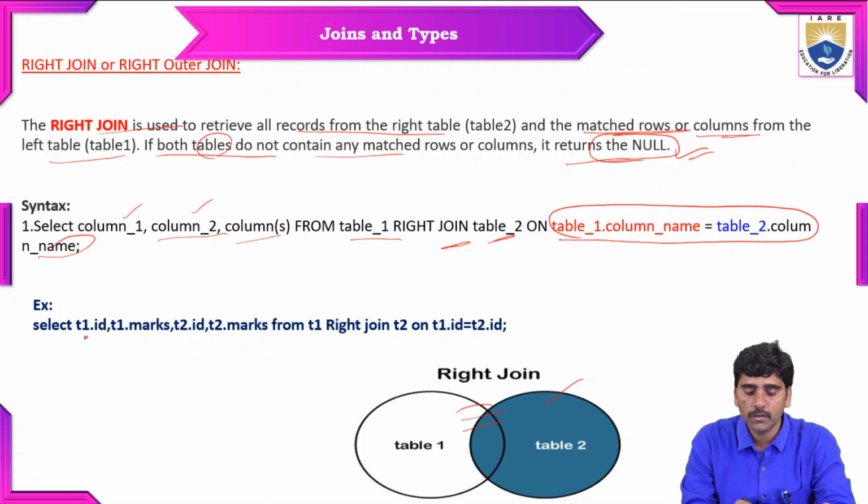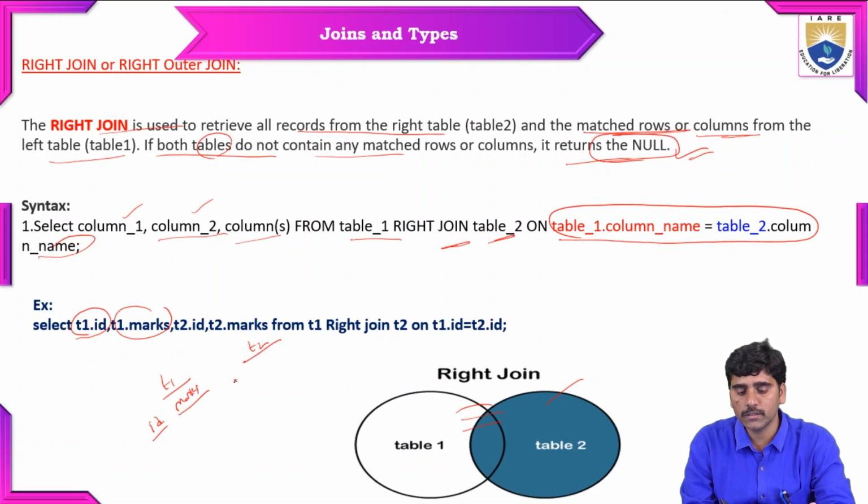For example, select table 1 dot id, table 1 dot marks. Here table 1 has id as well as marks. Similarly, table 2 contains id as well as marks.